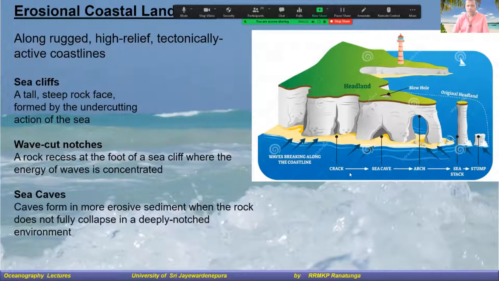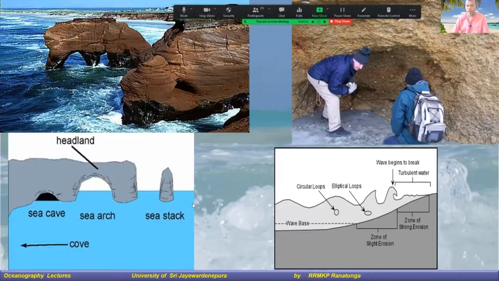Wave cut notches are not very common, but if you look at these cliffs very carefully, you will see some of these notches, including caves, like here. The cave can later become an arch, right? And once the arch is eroded, what is left is the sea stack, right? Once eroded here and become a stack, or even here, and if it is severely eroded, then it becomes a stump, like this one. So that's how these are formed.